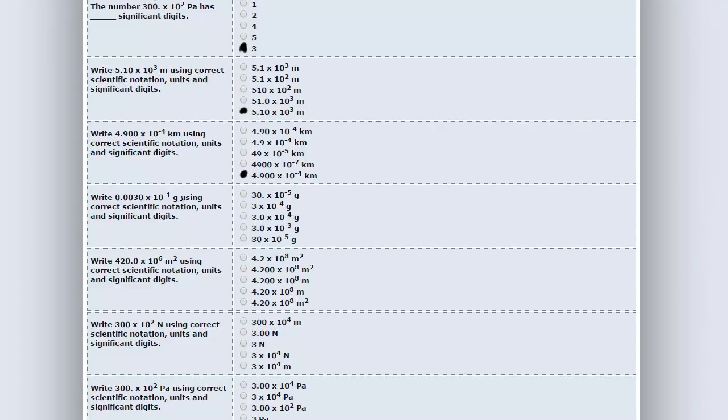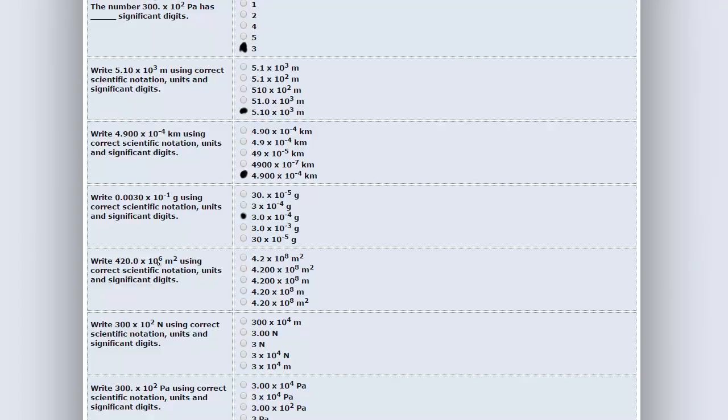0.0030 grams. Well, zeros before are not significant, and so we have 1, 2 significant digits. So we have 3.0 times 10 to the negative 3 grams, because those digits are significant.